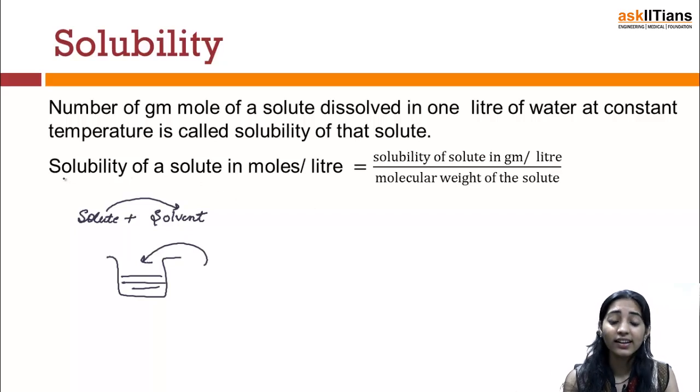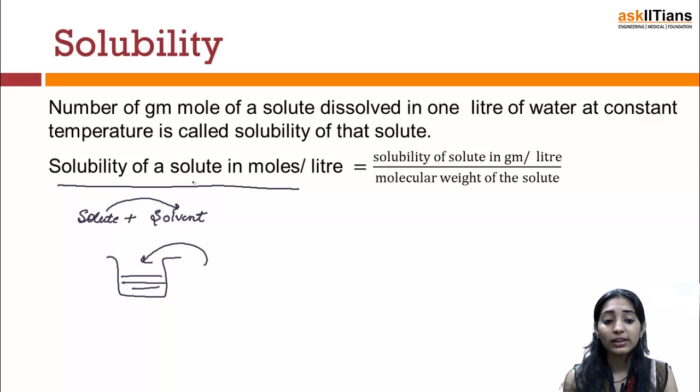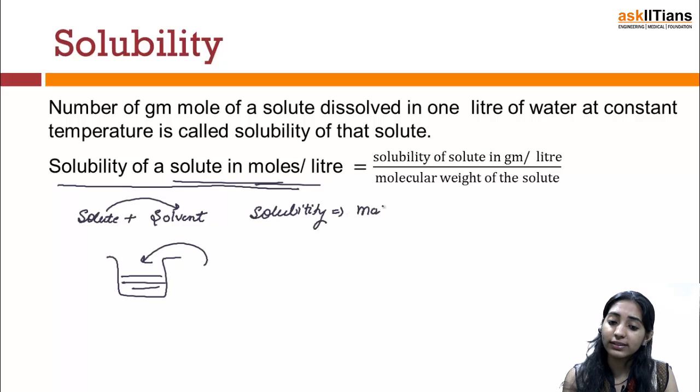So I can say that the solubility of a solute is in moles per liter. This is the general unit in which we represent the solubility. And we say that the solubility in moles per liter is the solubility of the solute in grams per liter divided by the molecular weight of the solute.